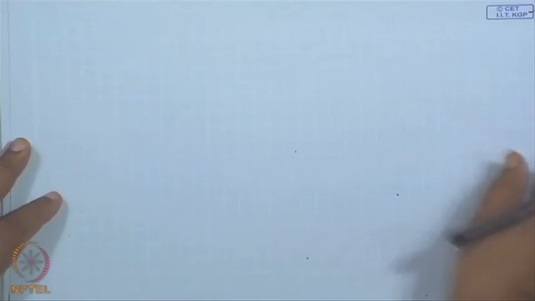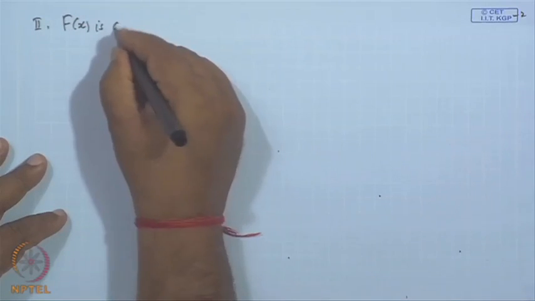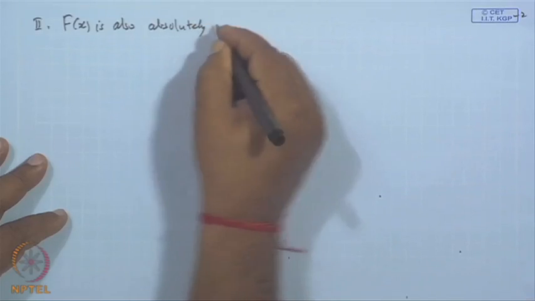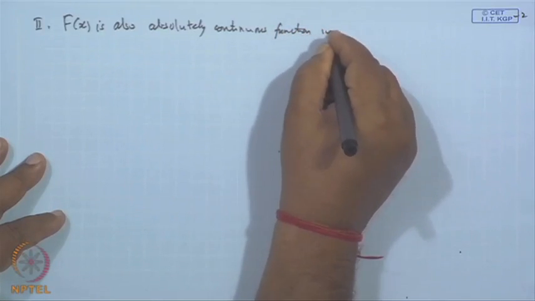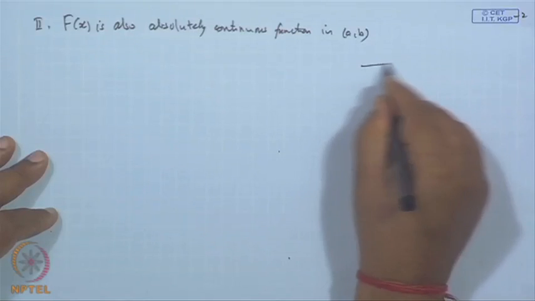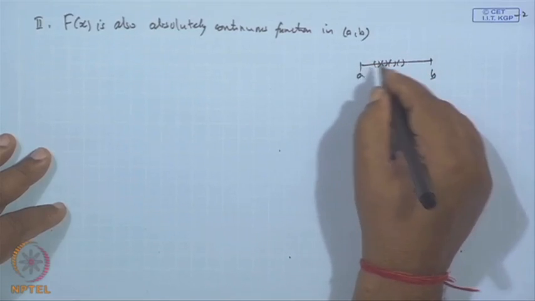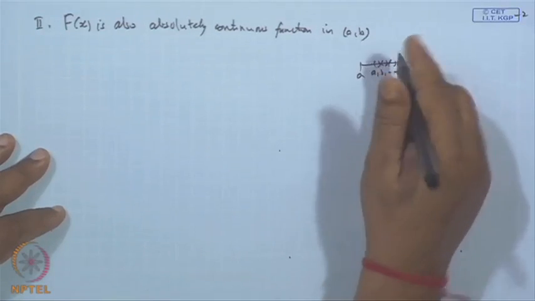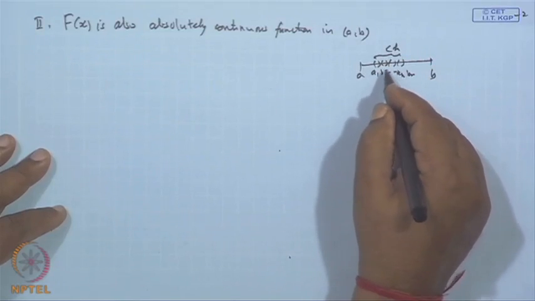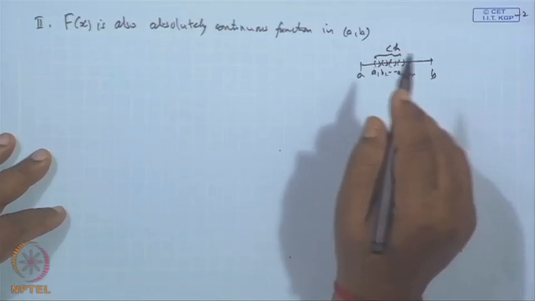The second result, the second part, is that it is absolutely continuous. F(x) is also an absolutely continuous function in the interval [a, b]. Absolutely continuous function means this is the interval [a, b]. If I pick up the intervals (a1, b1), (a2, b2), ..., (an, bn) and so on, such that the sum of their lengths is less than delta, then the sum of the differences of F at these points, F(bi) minus F(ai), will be less than epsilon. That is what we wanted to show.